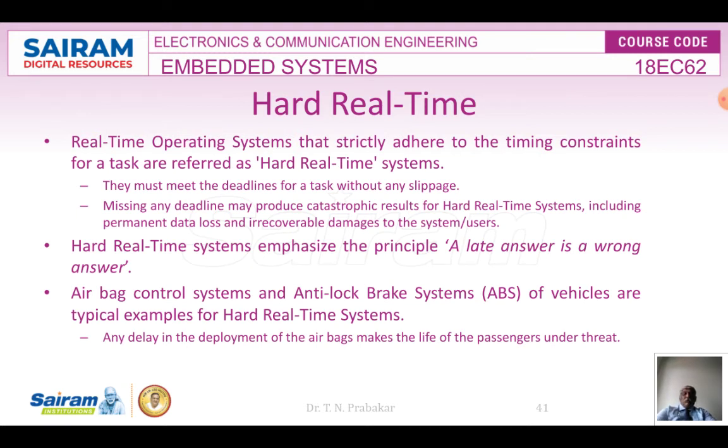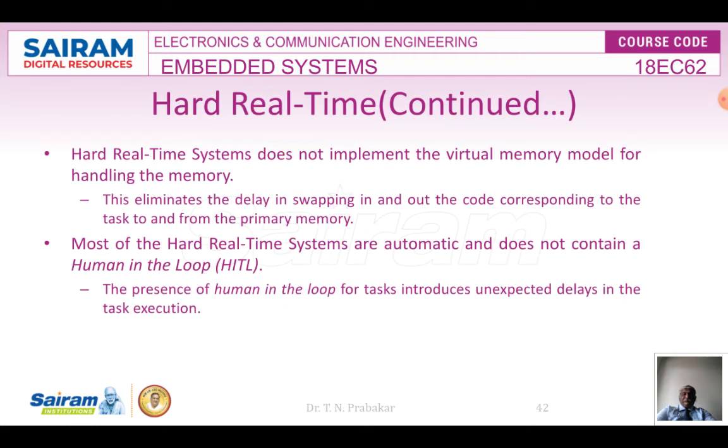One example here is the airbag control system or anti-lock braking system in vehicles. Suppose I am going to use an embedded system for controlling the airbag, then immediately upon the accident my airbag should expand in order to protect the passenger. If there is a small delay, right, then the safety of the passenger is lost. So in that case, hard real-time systems are used here.